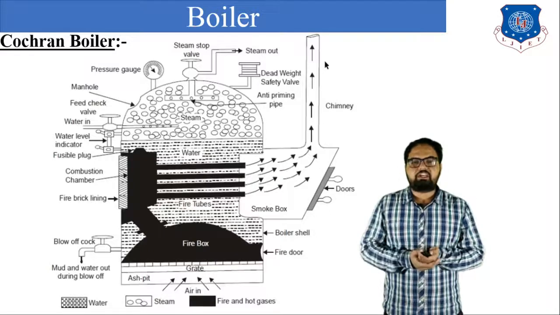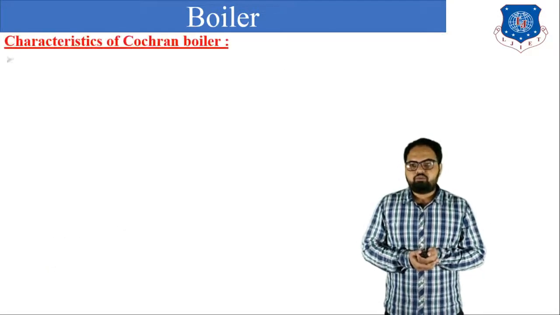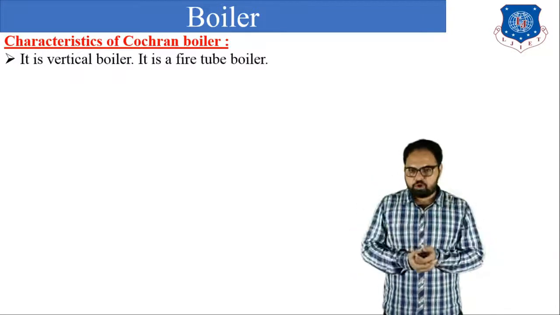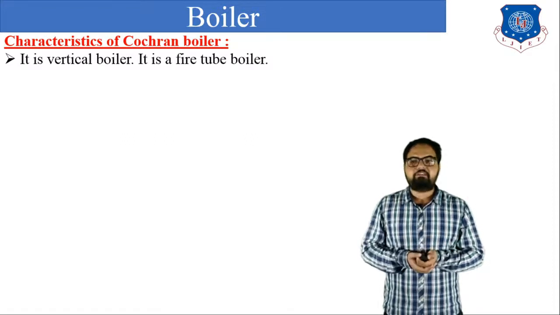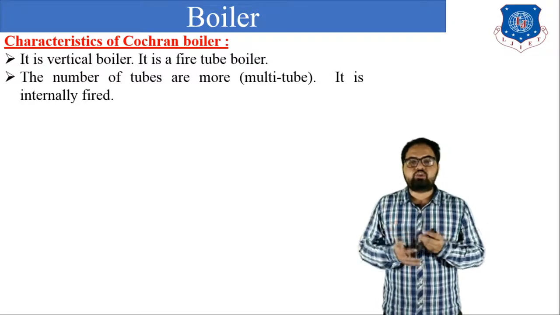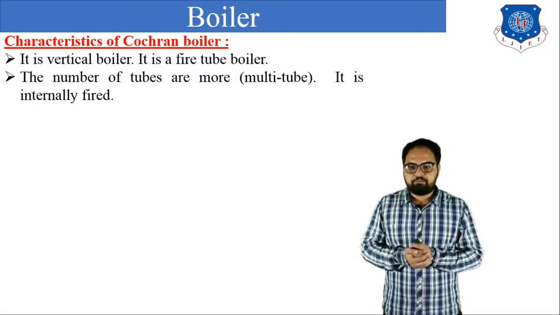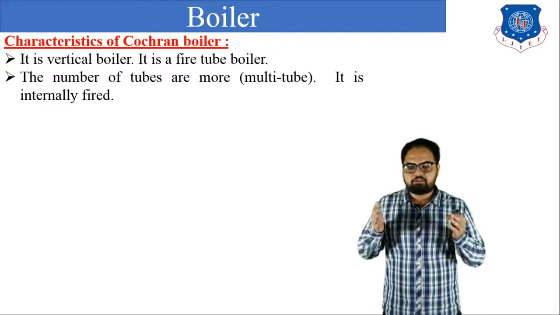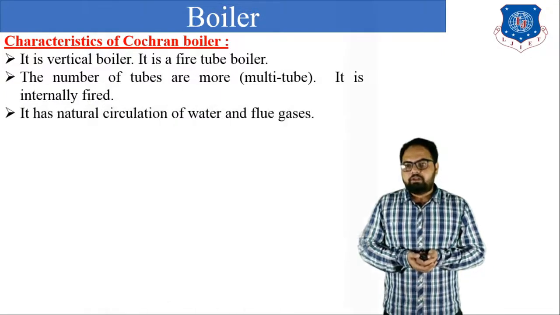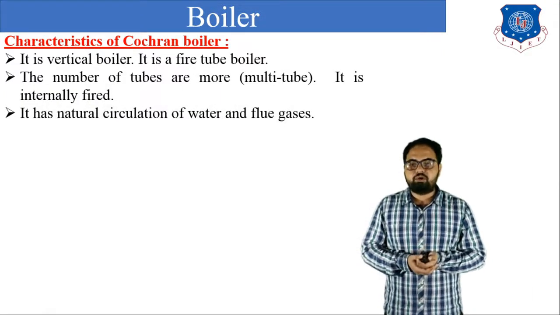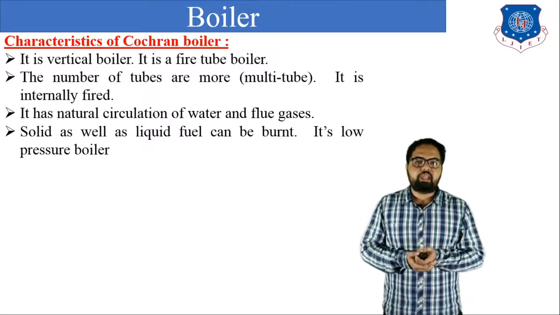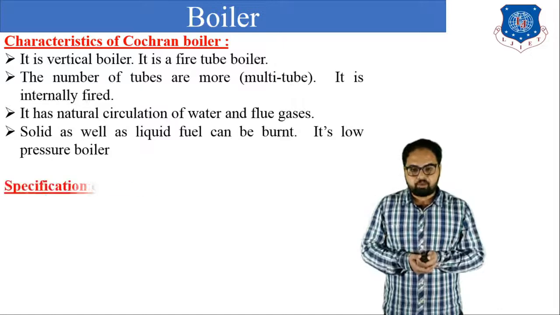Which characteristics does this boiler have? First, the Cochran boiler is a vertical axis boiler. Second, it is a fire tube boiler. A number of tubes are installed, so it is a multi-tube boiler. We know that all fire tube boilers are internally fired, so it is an internally fired boiler. Next, it has natural circulation of water and flue gas. Solid as well as liquid fuel can be burnt, and it is a low pressure boiler.